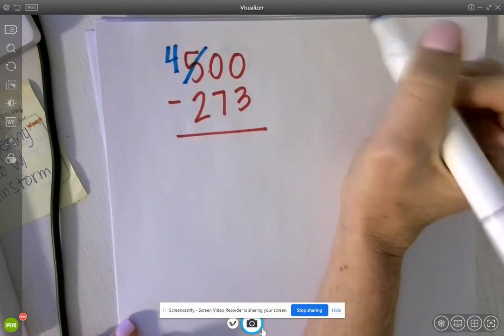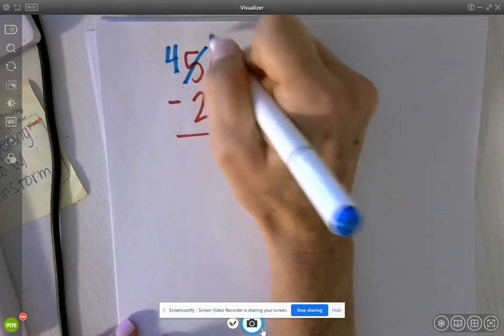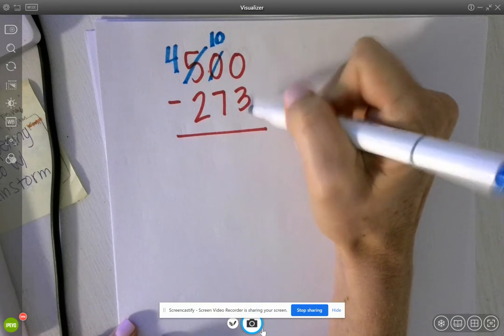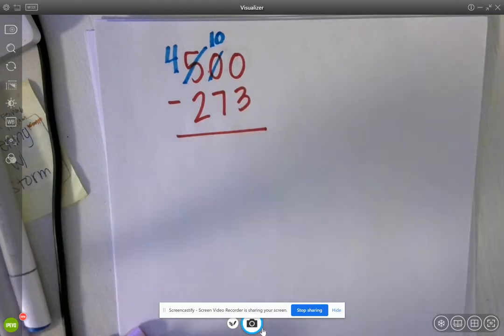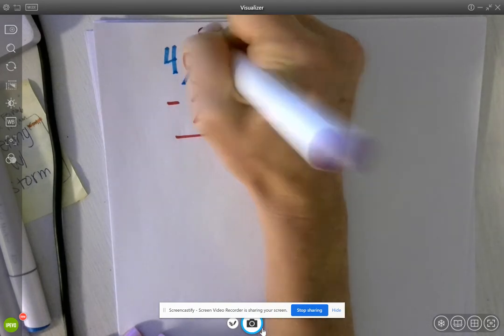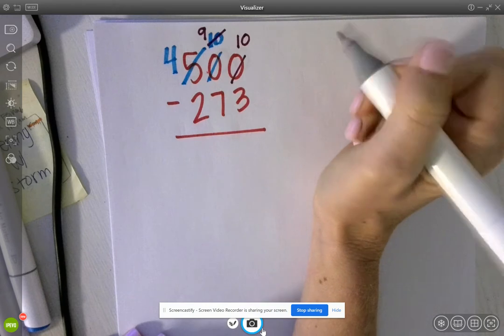So I would change that to a 4. 100 would become 10 tens. But I'm still trying to get these ones to borrow from, so that means I need to change this 10 to a 9. And then now my ones become a 10. And now I can subtract.